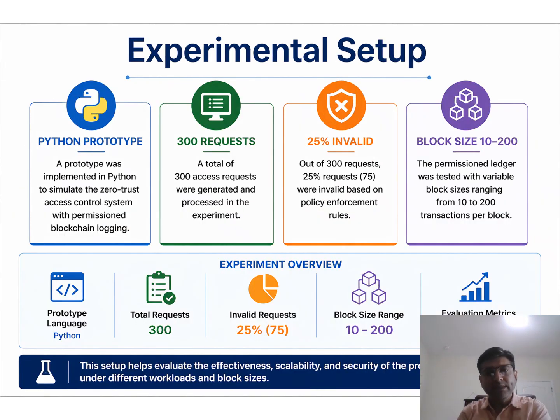Coming to the experimental setup, the prototype is built in Python with 300 test requests, 25% invalid requests to simulate real-world attacks, and metrics measured were latency, throughput, and commit time. So that's how the experiment was set up, with block sizes ranging from 10 to 200, and then the evaluation metrics were performed.